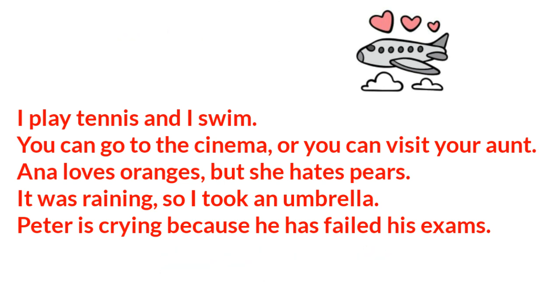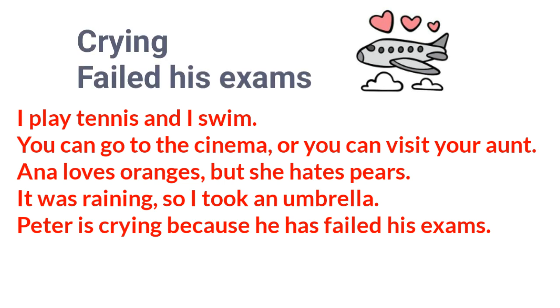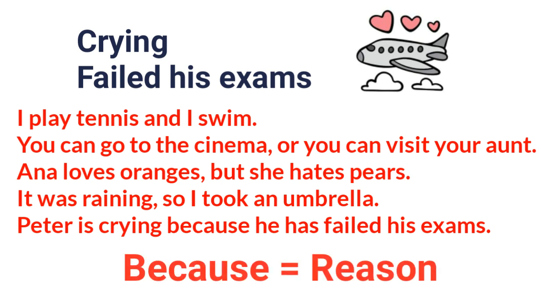Now the last sentence. Peter is crying because he failed his exams. Peter is crying because he has failed his exams. What's the reason for Peter's crying? Peter is crying, and the reason? He has failed his exams. While we say about the reason, we can use the conjunction because.